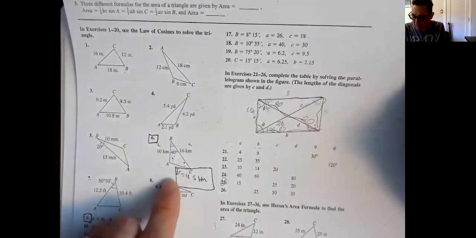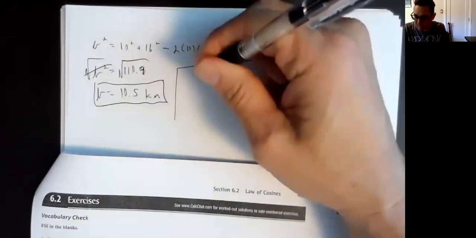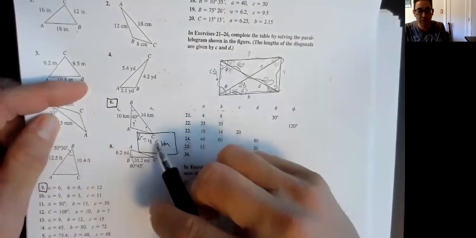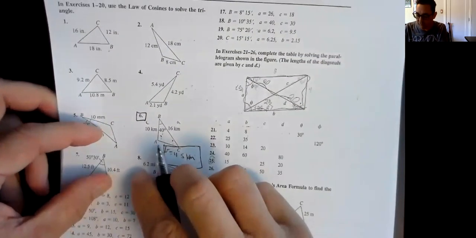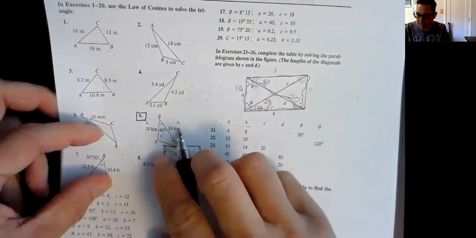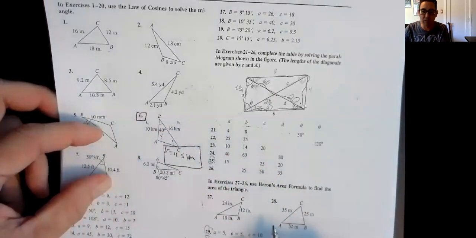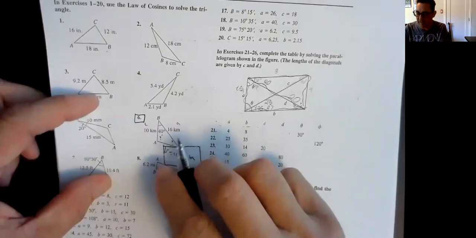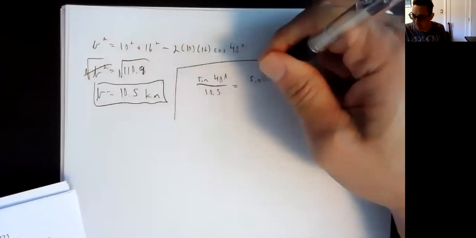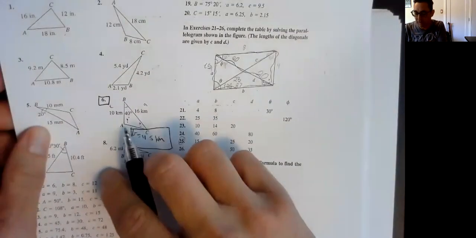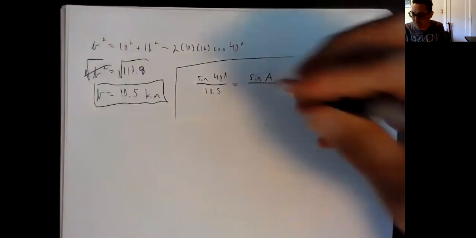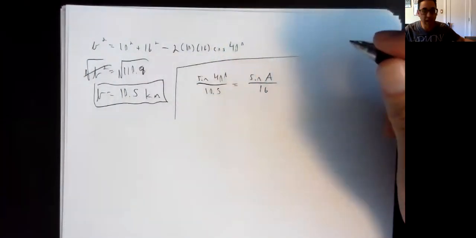So for the rest of this, I'm going to say that the sine of 40 degrees, B's angle, over 10.5 equals whatever angle I want to solve for. I can solve for A because it's missing one part, or C because it's missing one part. Let's go for A. So sine of A, I don't know what A is, but its partner is 16. So you can mix it up.